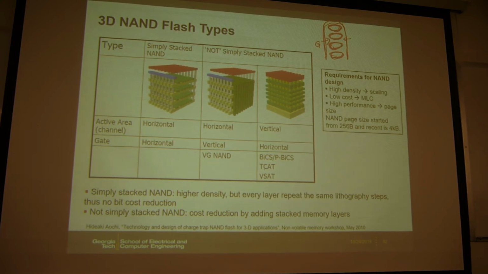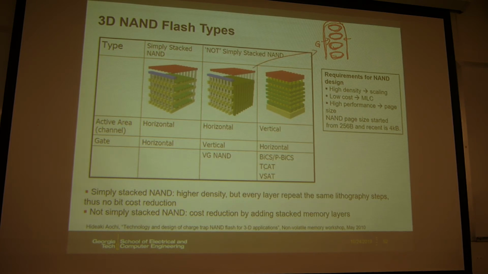So this is the so-called vertical gate 3D NAND flash. Here, the reason you can save the cost is because the gate is shared across different layers. So you just need one lithography step to define that gate. So then the cost is shared among multiple layers. That's why you save the cost per bit.